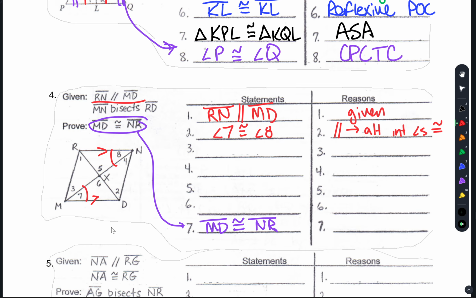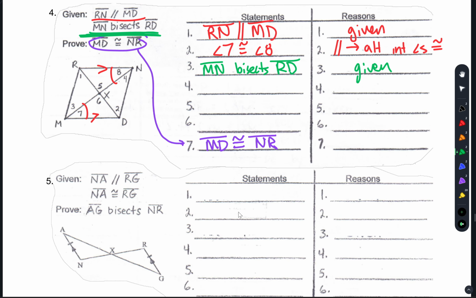Okay. Sometimes it helps to work a little bit backwards here. So now that I have that those are congruent, I'm going to use my MN bisects RD. Bisects RD. Let's look at, this is given. What does that tell me? MN bisects RD. Ooh.